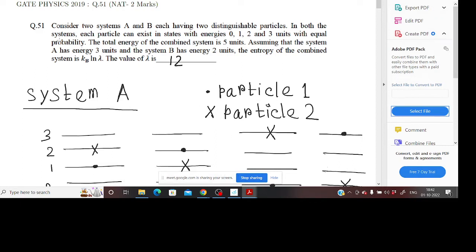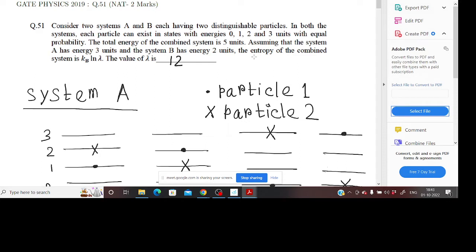So in this question, there are two systems, A and B. And both the systems have two distinguishable particles. Okay? And in both the systems, each particle can exist in states with energies 0, 1, 2, and 3 units with equal probability. The total energy of the combined system is 5 units, and the system A has energy 3 units, and the system B has energy 2 units.